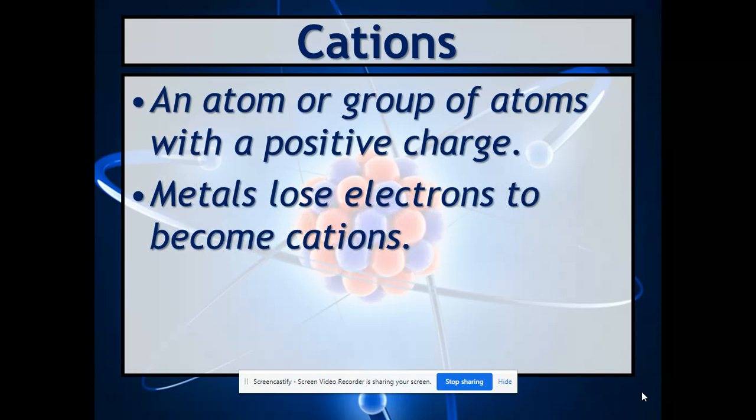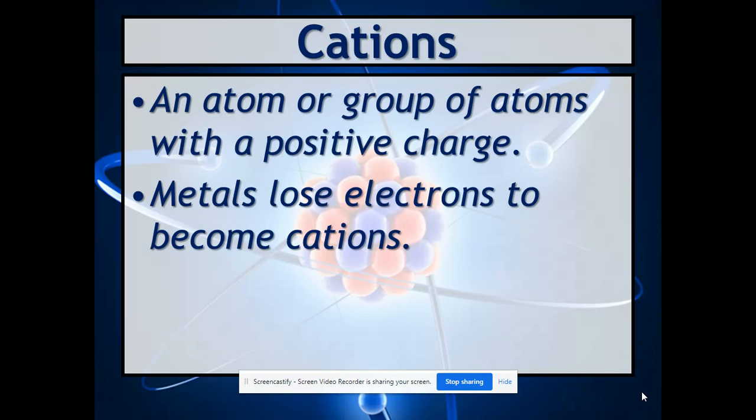And where we see cations on the periodic table are usually in our metals, especially in our groups 1 and 2, which are the first two columns of the periodic table, and then those transition metals, which are in the middle of the periodic table. So that's where you're going to see a lot of your positive charges on the periodic table. So most of those that I talked about on the periodic table are forms of metals.